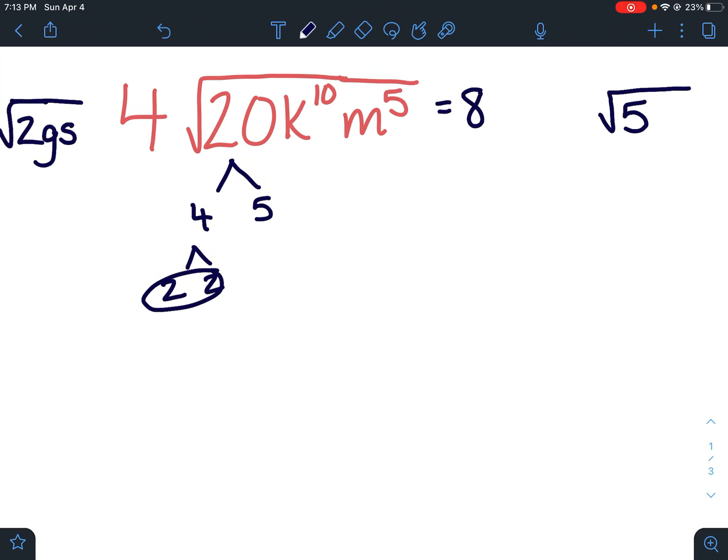Next, we're doing k to the 10th. 10 divided by 2 gives me 5. Last one, m to the 5th. Again, not divisible by 2, so I'm removing 1, putting an m inside. 4 divided by 2 gives me m squared.